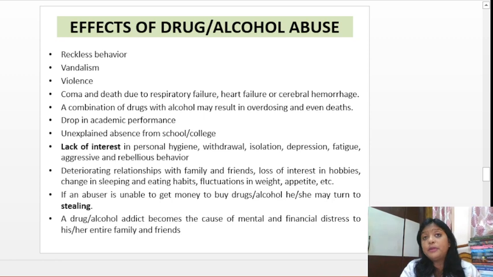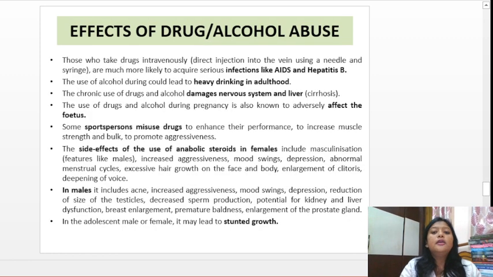when these people do all these things, they cause mental and financial distress to the family and friends. People start feeling ashamed of those people. So it also leads to a degradation of their social reputation, you can say that.